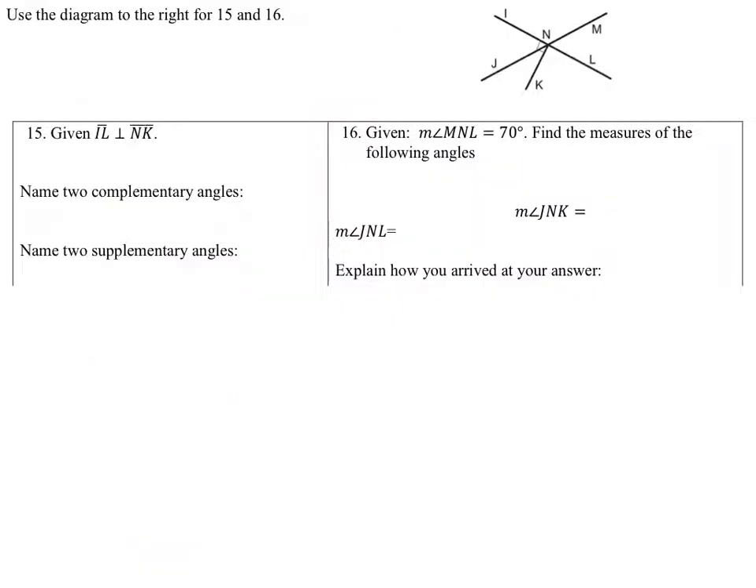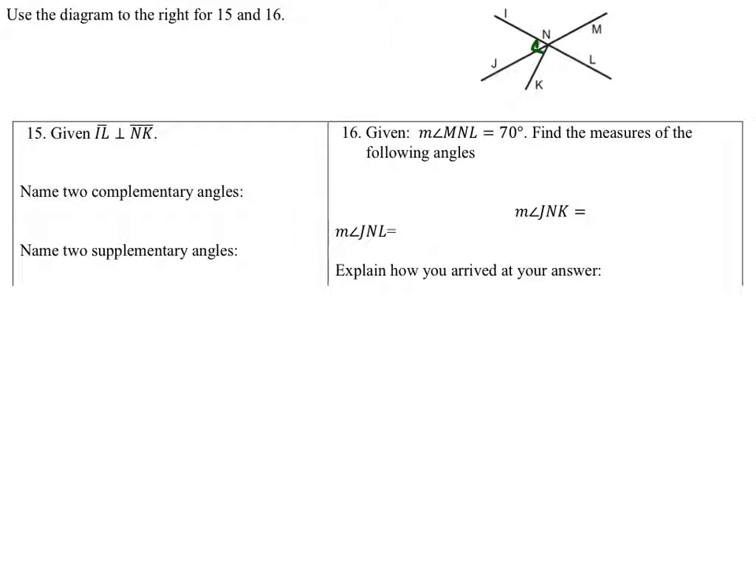Here's the diagram for 15 and 16. 15 says that line IL, that's this one, is perpendicular, which means it's 90 degrees, with NK, which is this line right here. They did show that it was 90 degrees in the diagram, with that 90 degree angle mark right there. So it just wants us to name two complementary angles.